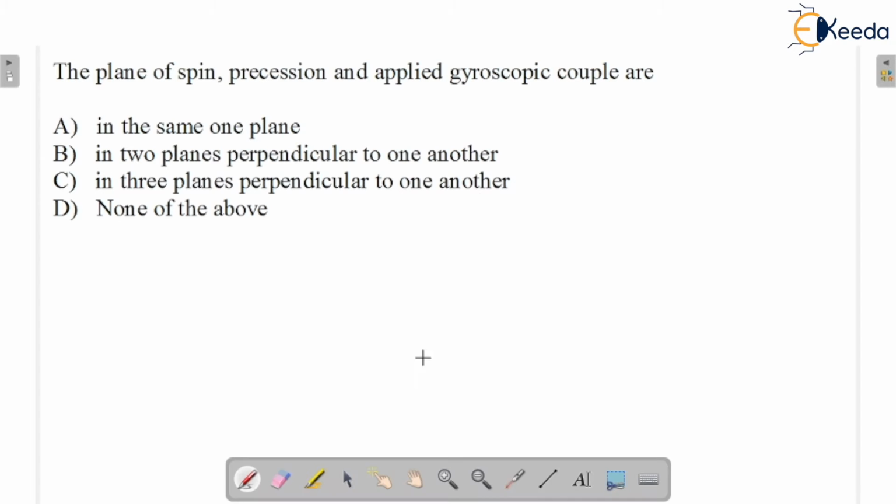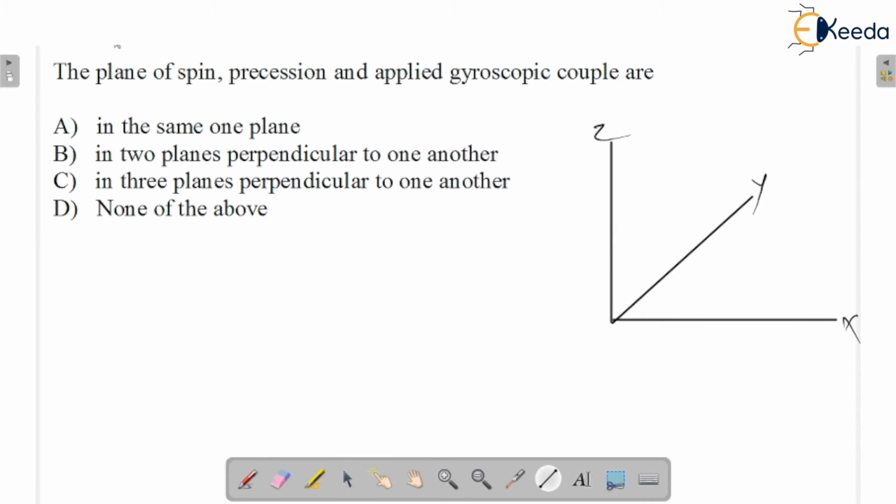In the introduction part we have seen that there are basically three axes: x, y and z. Okay, this is x, this is y and this is z. So that means there will be three planes: the yz plane, the xy plane and the xz plane, and you can see all are perpendicular to each other. This is xz, this is yz and this is the xy plane.